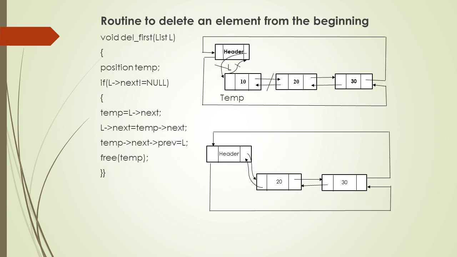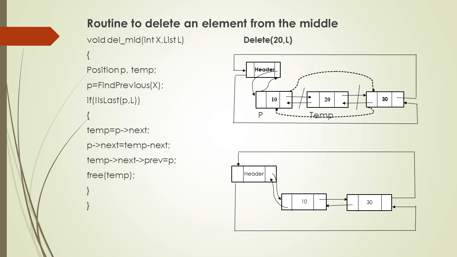Routine to delete an element from the beginning. Void delete first, list L, position temp. If L next is equal to null, temp is L next, L next is equal to temp next, temp next previous is equal to L, free temp.